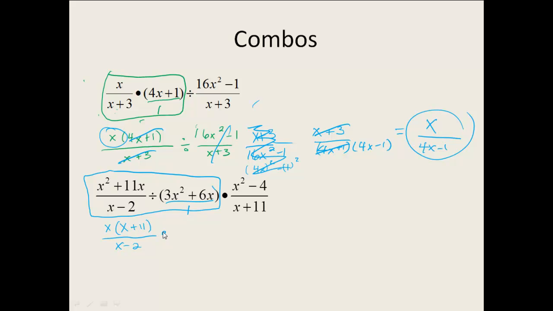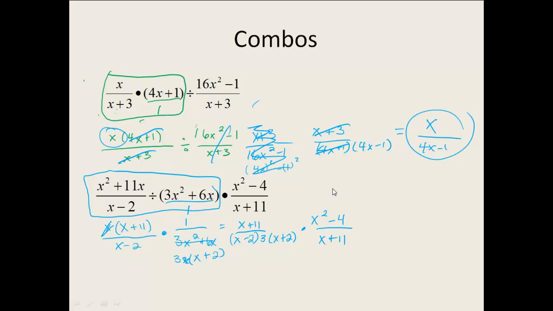Now when I do the division, I have to multiply by the reciprocal. And that 3x squared plus 6x, I can pull out a 3x, and I would be left with x plus 2. Is there anything I can simplify on those? Well, only the x and the x. So right now I'm left with (x plus 11) over (x minus 2) times 3 times (x plus 2). And I still have the rest of my problem here, the times (x squared minus 4) over (x plus 11).